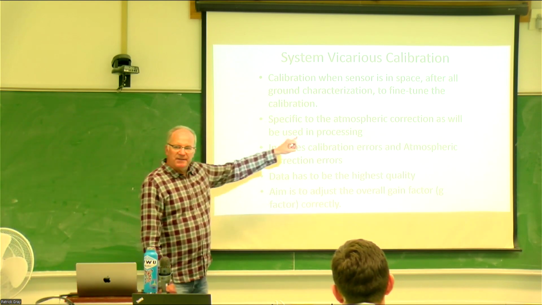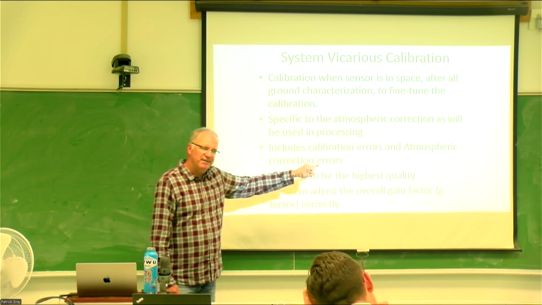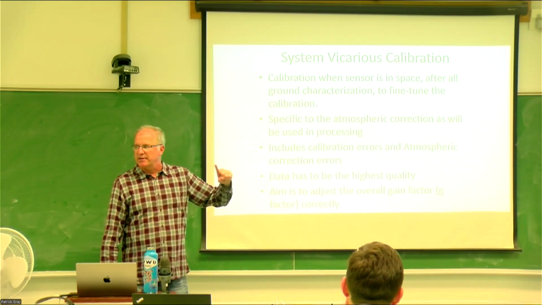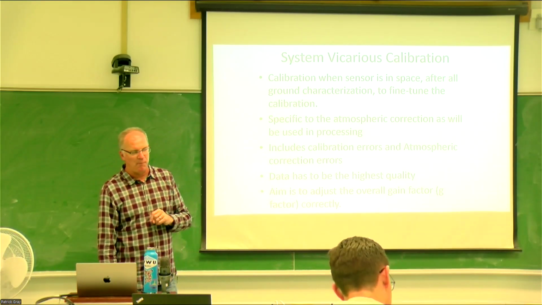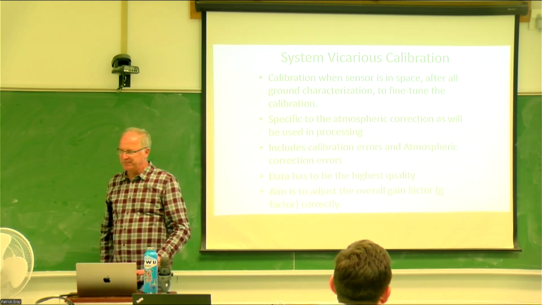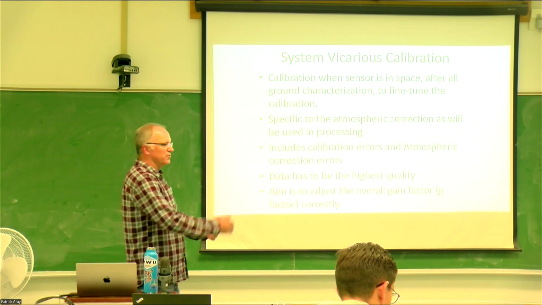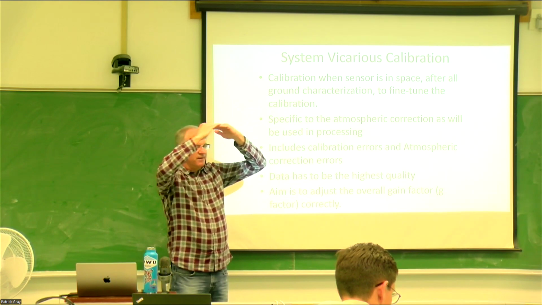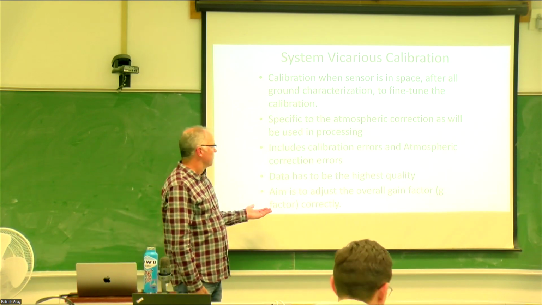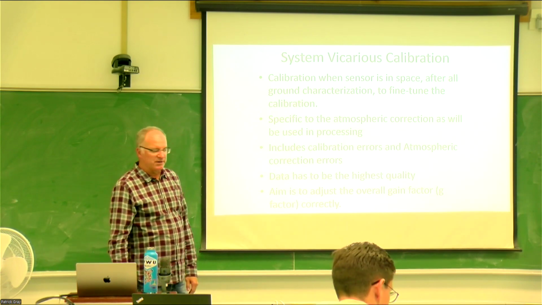It's specific, and this is why it's called system, and I'll show you the graph in a minute. It is specific and dependent on the quality of the atmospheric correction that's done. So it's a system calibration. Because again, think of it as me trying to make sure my top of the atmosphere irradiance measurement is correct. So it has errors in calibration due to the atmospheric correction errors.